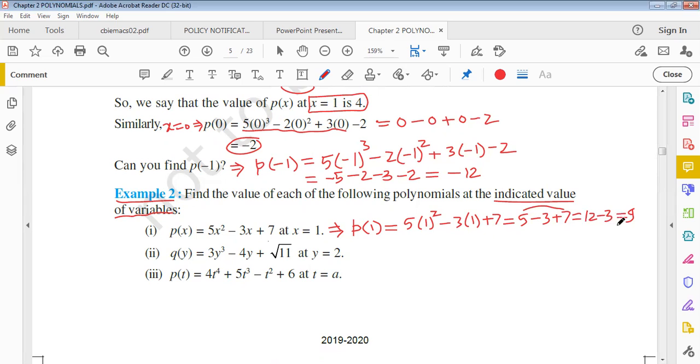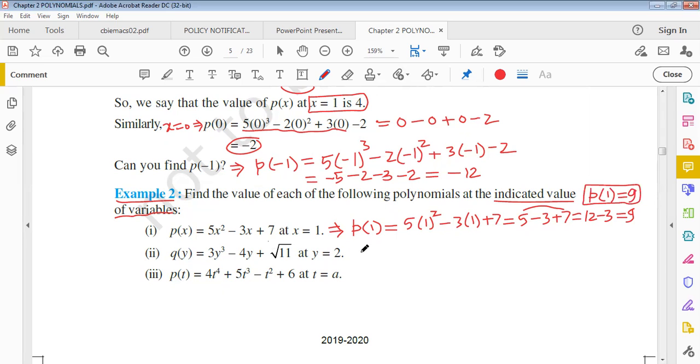तो यहाँ पर हमने क्या वैल्यू फाइंड आउट की है? इसके लिए मैं यहाँ लिख देता हूँ इसको. तो p of 1 is equals to 9. ये फाइनल वैल्यू होगी इस पॉलिनोमियल की. सेकंड क्या दिया हुआ है?